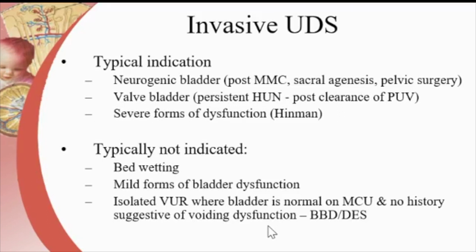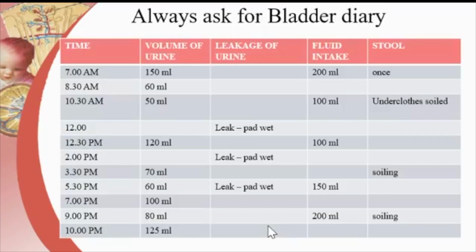Isolated VUR is a controversial topic. When the bladder is normal on voiding cystourethrogram, or when there is no history suggestive of voiding dysfunction, like bowel bladder dysfunction or dysfunctional elimination syndrome, I personally will not do urodynamics, although some people do routine urodynamics in all vesicoureteric reflux, which I think is a little bit of an overkill. I always ask for a bladder diary in children with particularly voiding dysfunction.